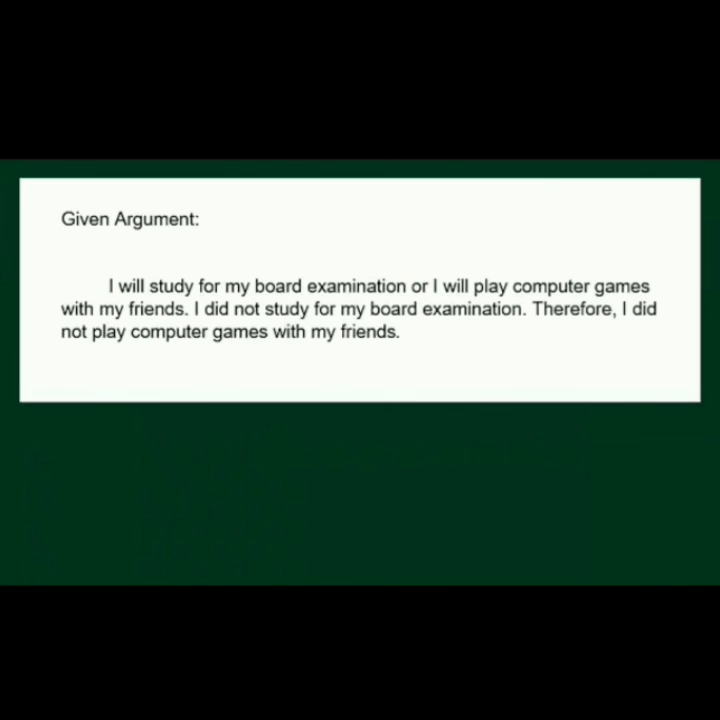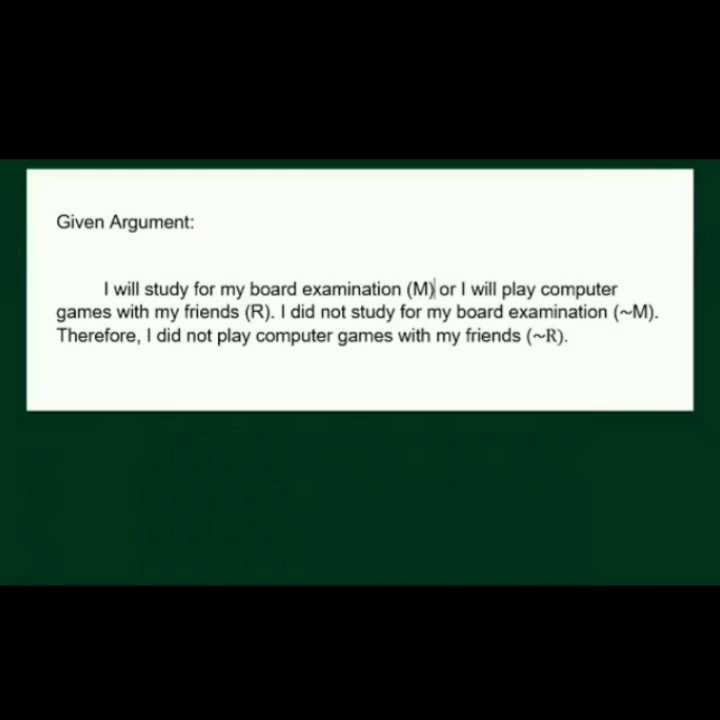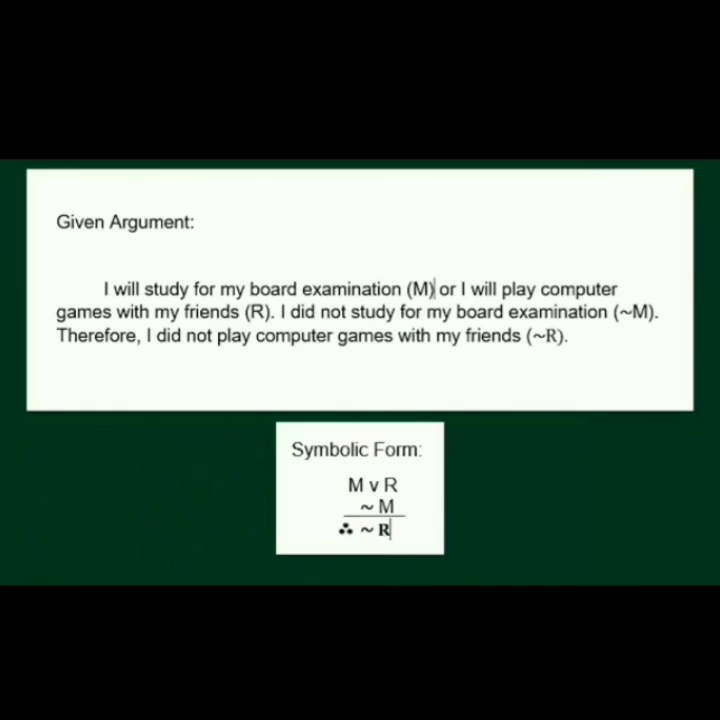Now, let's assign variables in the argument. The statement "I will study for my board examination" will be the variable m. The statement "I will play computer games with my friends" is the variable r. The statement "I did not study for my board examination" will be the negation of m. And lastly, the statement "I did not play computer games with my friends" will be the negation of r. The symbolic form of the argument is m disjunction r, negation m, therefore negation r.